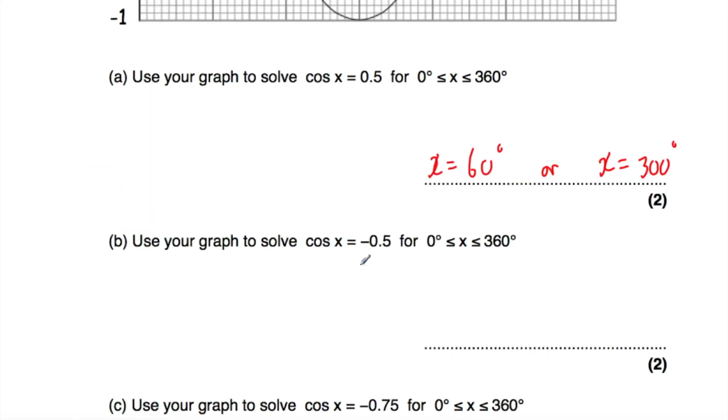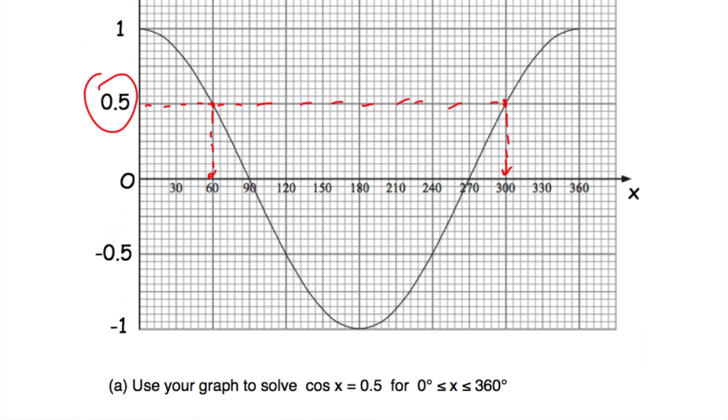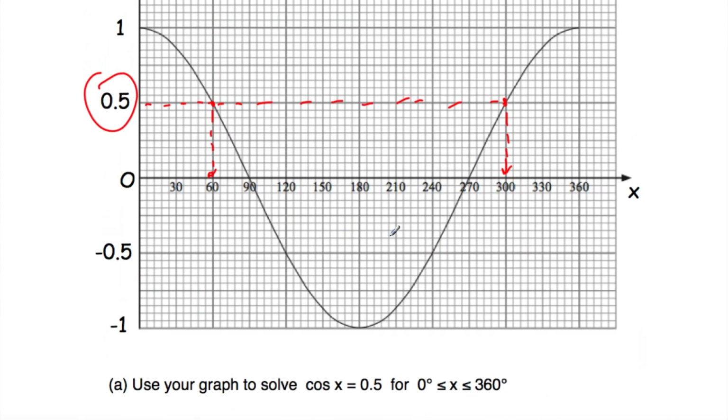Part B says, use your graph to solve cos x is equal to minus 0.5 for x is bigger than or equal to 0 degrees, but less than or equal to 360 degrees. So this time, rather than being 0.5, we're looking for minus 0.5. So I'm just going to change color of ink here. I'm going to go to blue, and then if we go back up to the graph, we want to find the angles that whenever you do the cos of that angle, you get an answer of minus 0.5, and therefore angles between 0 and 360 degrees. So let's look at our graph, and let's find where the height is minus 0.5.